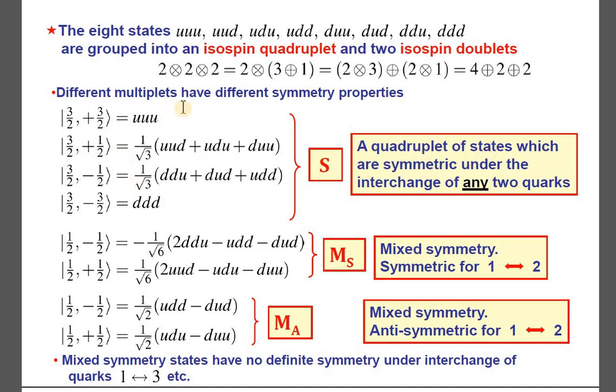Now the different multiplets have different symmetry properties, which I have also shown here. This quadruplet of states is symmetric under the exchange of any 2 quarks, whereas these 2 have mixed symmetry, which means this one is symmetric under 1, 2, whereas this one is mixed antisymmetric for 1, 2.